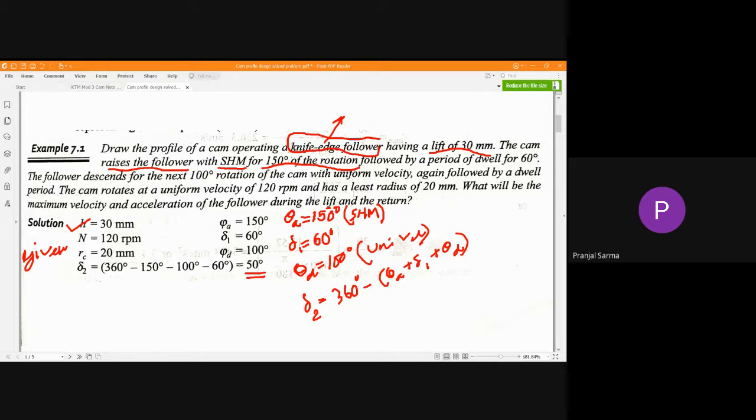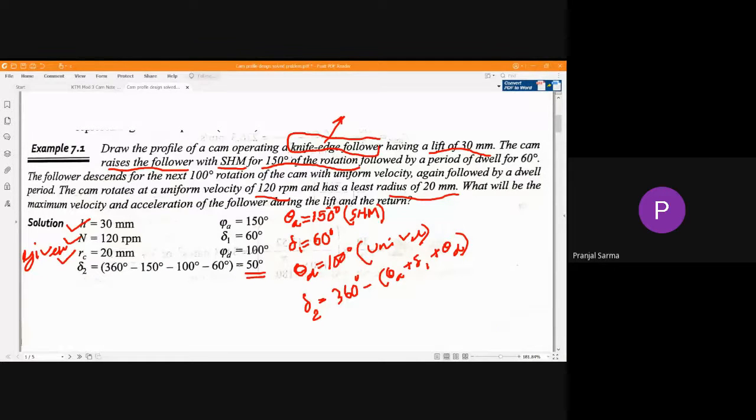Okay, so after that, what is given? The cam rotates at a uniform velocity of 120 rpm. So n is given as 120 rpm, and it has a least radius of 20 mm. From the least radius indication, we get the idea about the base circle, that is the minimum one. So RC, the radius of the circle, is 20 mm.